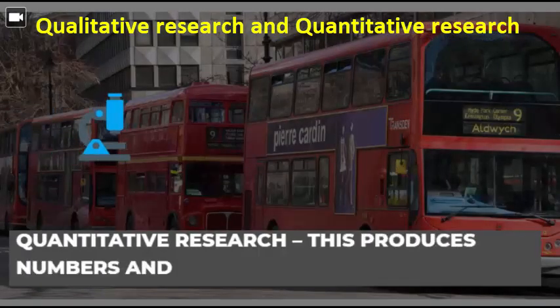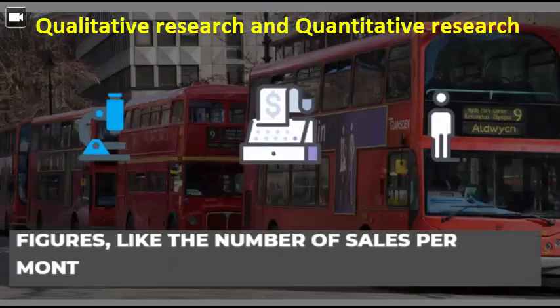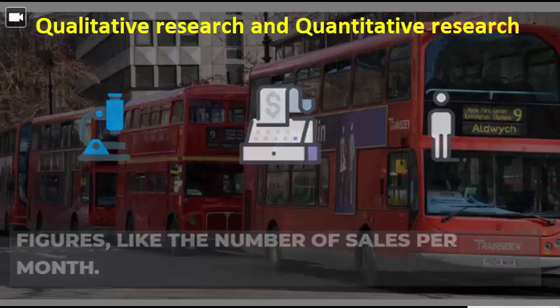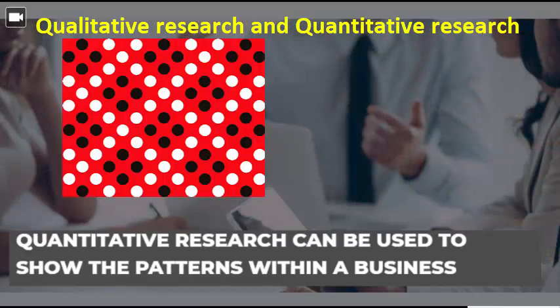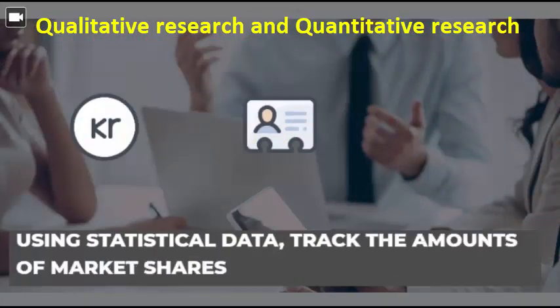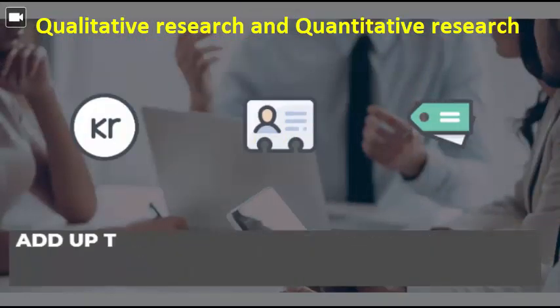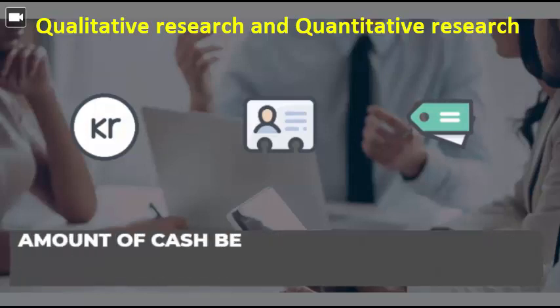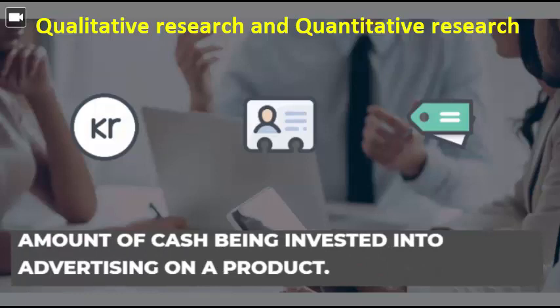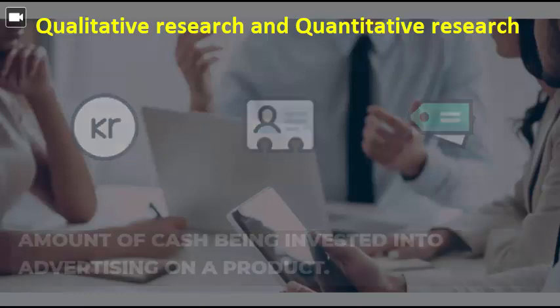Quantitative research. This produces numbers and figures, like the number of sales per month. Quantitative research can be used to show the patterns within a business using statistical data, track the amounts of market shares for big companies, add up the amount of stores stocking a particular product and list the amount of cash being invested into advertising on a product.